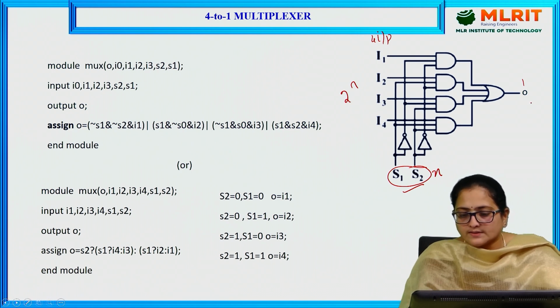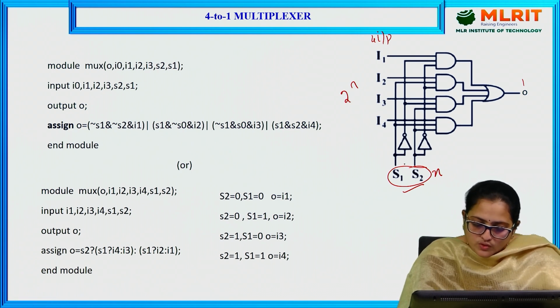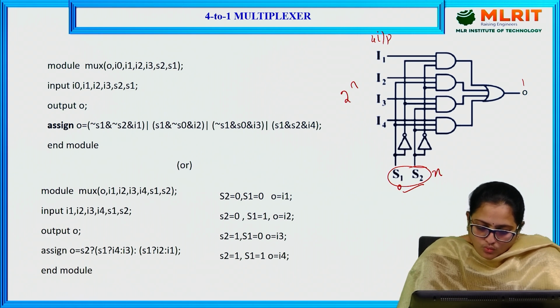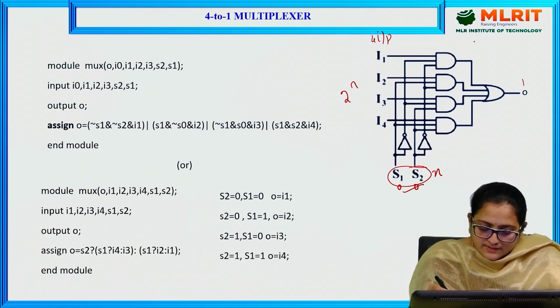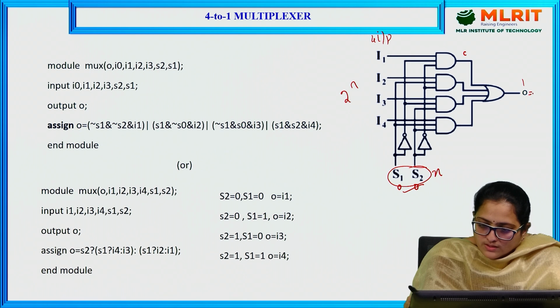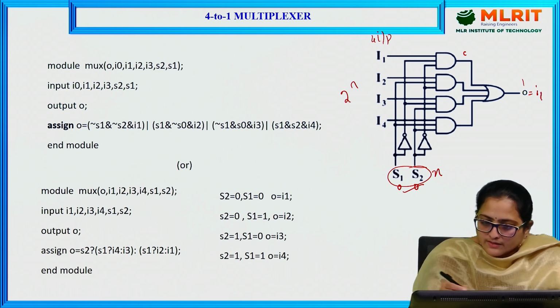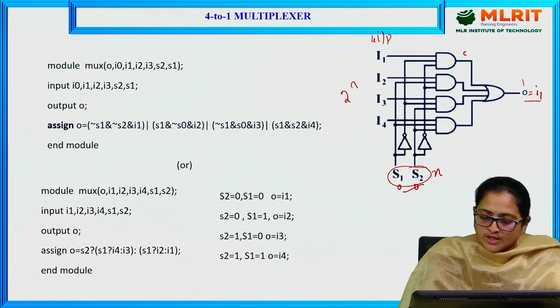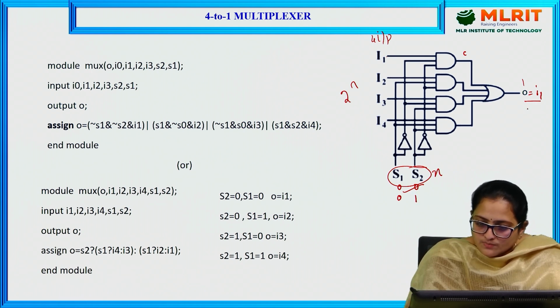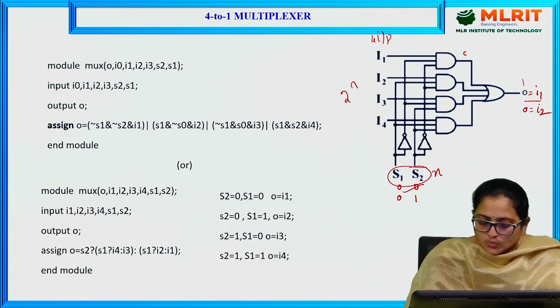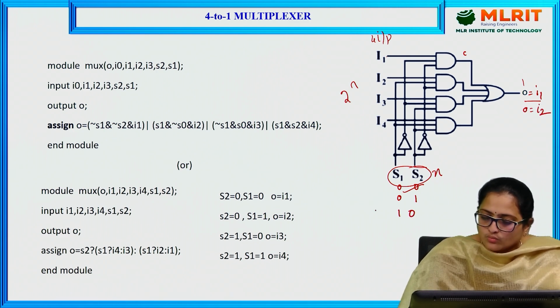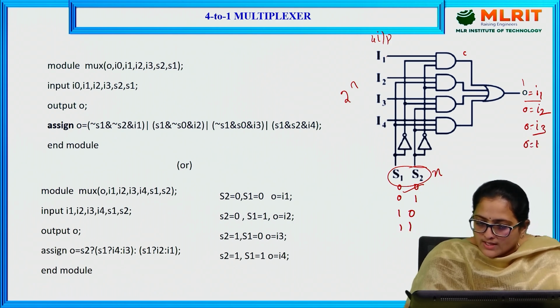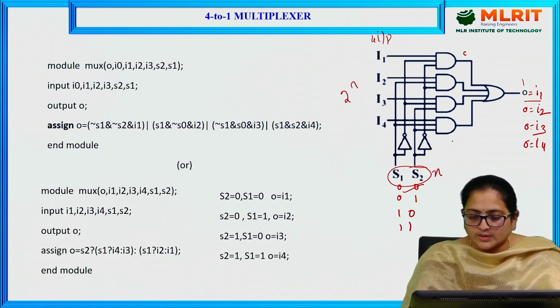If the inputs S1 and S2 are 0, 0, then the output will be equal to I1; whatever data you are giving to I1 will be observed at the output side. If S1 and S2 are given the values 0, 1, then the output value is I2. If it is 1, 0, then the output value is I3. If it is 1, 1, the output is I4. This is how it works.